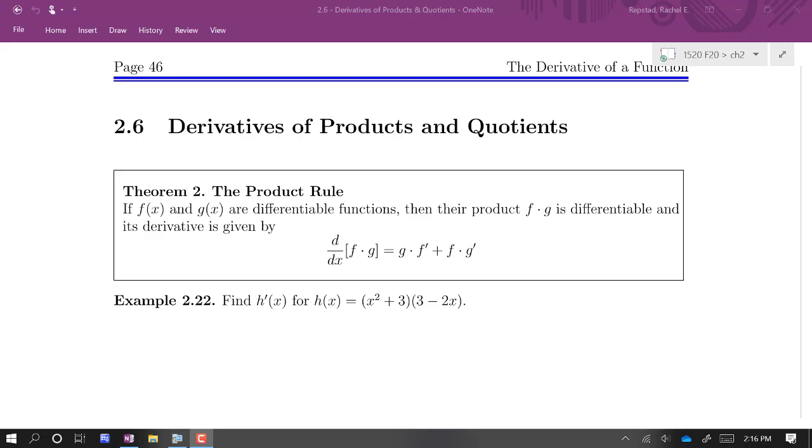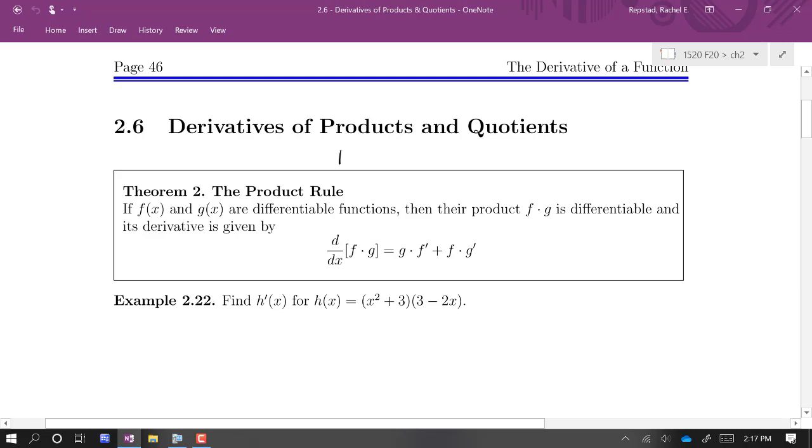All right, in this section we're going to find derivatives of products and quotients. So we begin with a theorem on what we call the product rule. If f and g are both differentiable functions, then their product is differentiable, and it is given by this formula, right? The derivative of f times g is equal to g times f prime plus f times g prime.